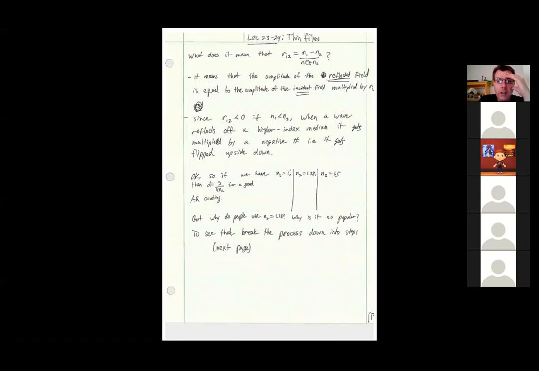Okay. Well, so the amplitude of the reflected field is equal to the amplitude of the incident field multiplied by this expression. And this expression, r12, is negative if n1 is less than n2. All right, if the medium you start off in has a lower index than the medium that you reflect off of, then we've got a negative number here. And this explains where that comes from. This explains where that rule that you get a half cycle phase shift if you reflect off of a high index medium comes from. It comes from this reflection coefficient. Any questions on that?